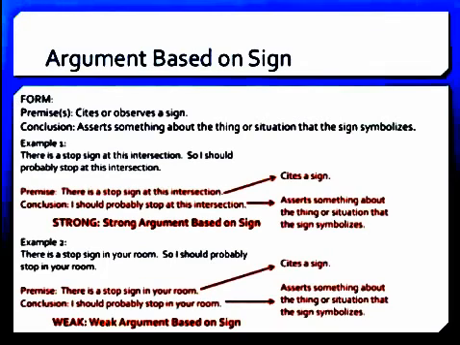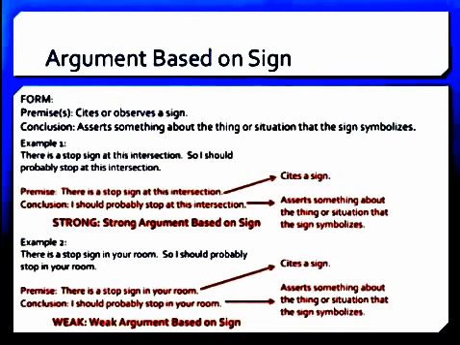Now, this argument is actually a strong argument based on sign. The reason for that is because if the premises were true, it actually supports the probability of the conclusion being true. Whenever you see a stop sign at an intersection, it's most likely the case that you should probably stop. Now compare this argument with the following example.